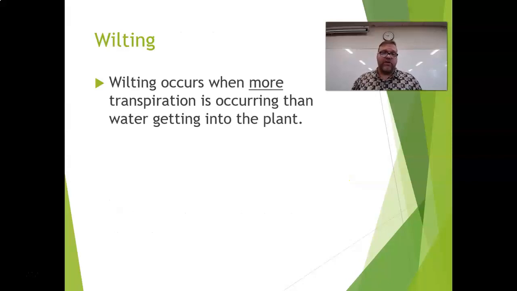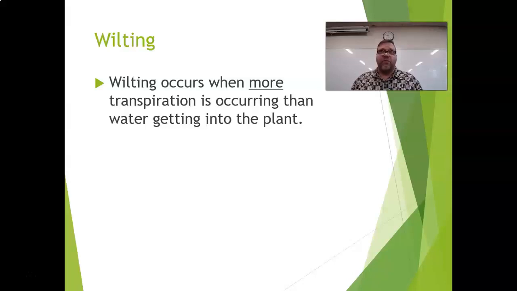Wilting. Wilting occurs when more transpiration is occurring than water getting into the plant. So what does that mean? It means it's losing more water than it's gaining. So plants always have to have this water balance. Same for us, human beings. When it's really hot outside and you're in the sun and you're exercising, you're going to drink a lot more water. I've got to maintain my water levels. Plants need to do the same thing.